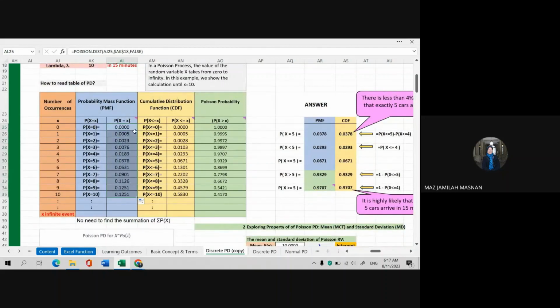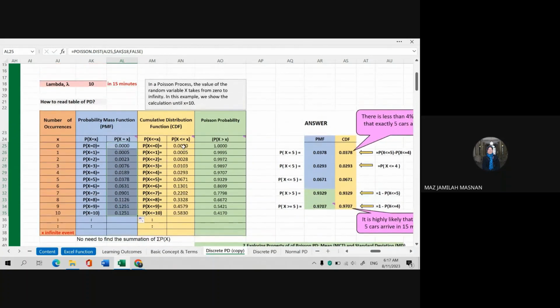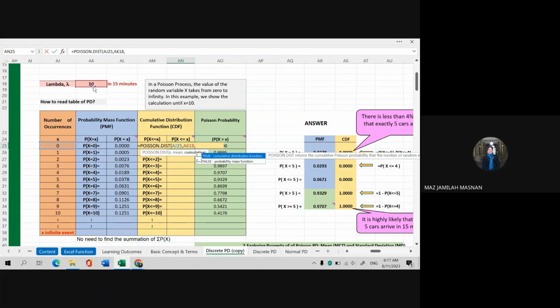Okay, so this is how you find the PMF. For CDF, it is almost the same, but we are looking for CDF, so it should be true. So in this case, I do it again. So equal to poi, and double click the Poisson.dist, and then define the location of your 0 number of success, which is the exact value of 0 that we are looking for, comma, the location of the mean, and then we are looking for CDF, which is true. So double click true, and then close the bracket and then enter.